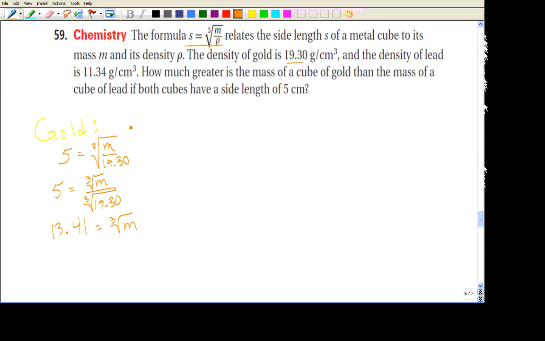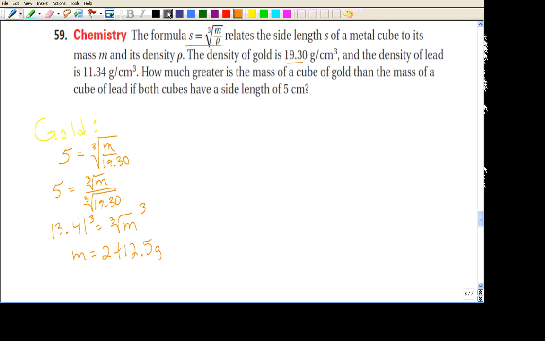You could have also just gone ahead and cubed both sides. Maybe that would have been easier. But just to show you, you can split it and then multiply and then cube, or you can cube right away and then multiply. It goes either way. Okay, now I'll cube both sides. So that will give me a mass of 2412.5 grams.